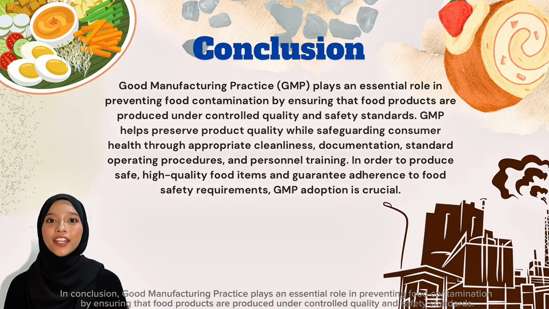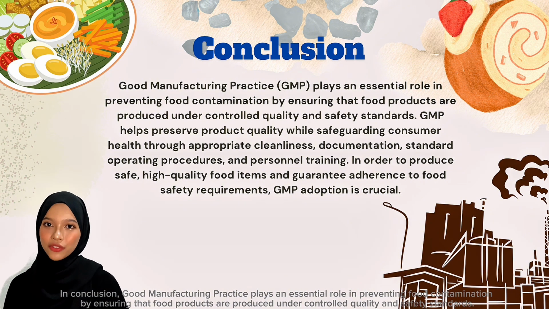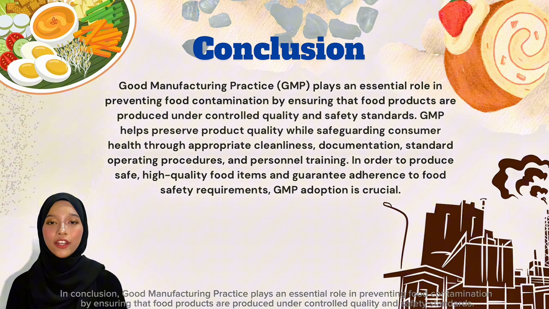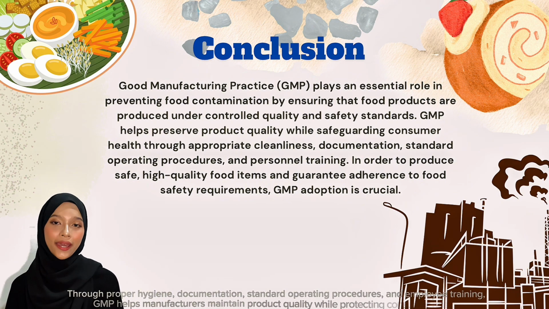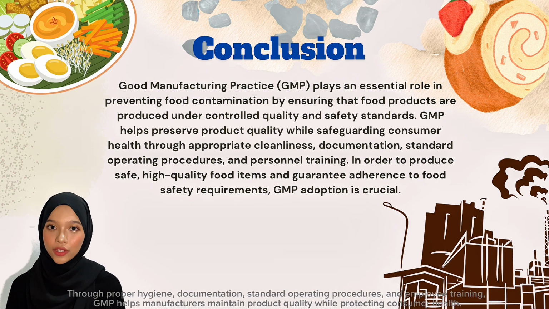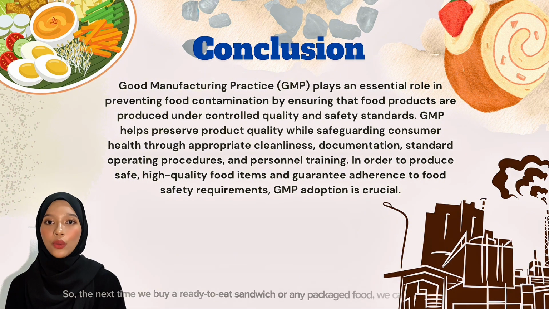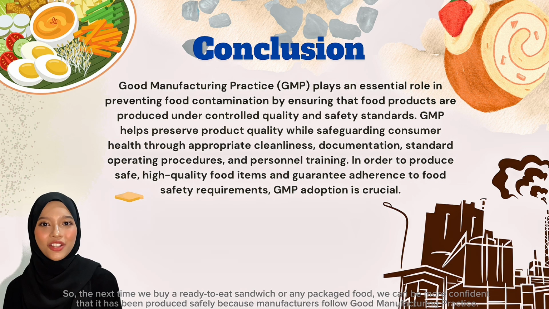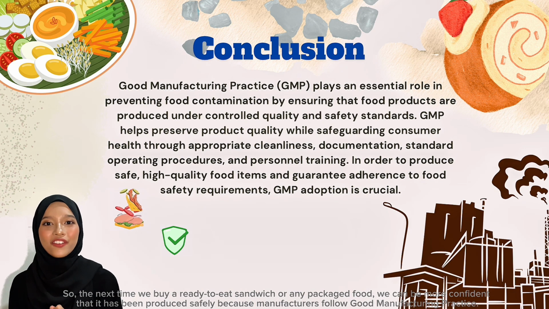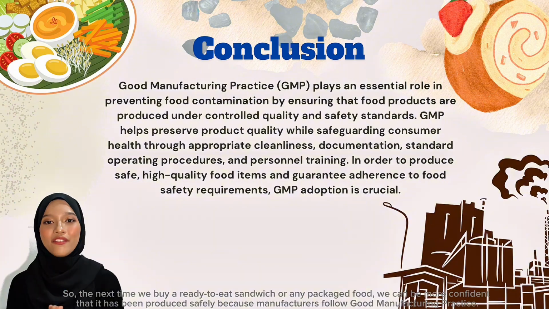In conclusion, GMP plays an essential role in preventing food contamination by ensuring that food products are produced under controlled quality and safety standards. Through proper hygiene, documentation, standard operating procedures, and employee training, GMP helps manufacturers maintain product quality while protecting consumer health. So, the next time we buy a ready-to-eat sandwich or any packaged food, we can be more confident that it has been produced safely because manufacturers follow good manufacturing practice.